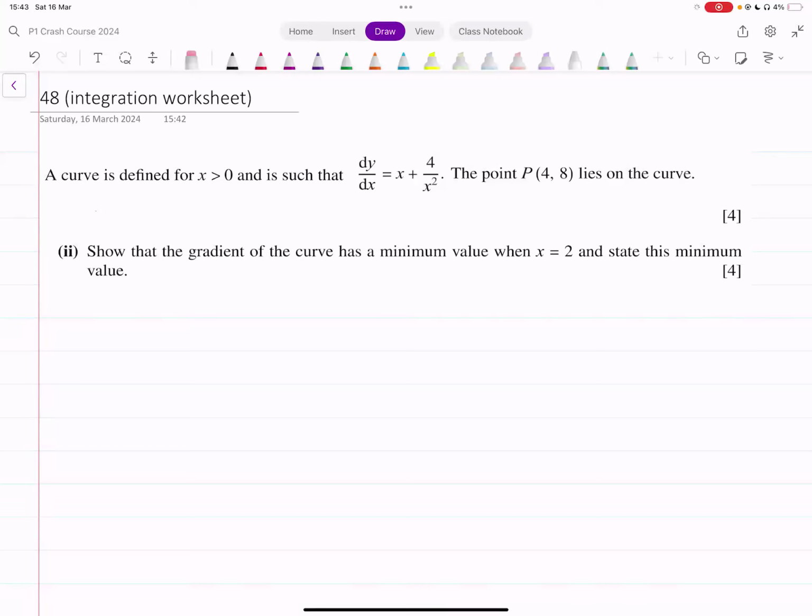Okay, so we have this curve, and it says the gradient of the curve has a minimum value when x equals 2. You have to show that the gradient of the curve has a minimum value when x equals 2, and also state this minimum value. Try this. We will discuss this in the next class as well, along with any other problems that you have. Okay. All right, that's it for today.